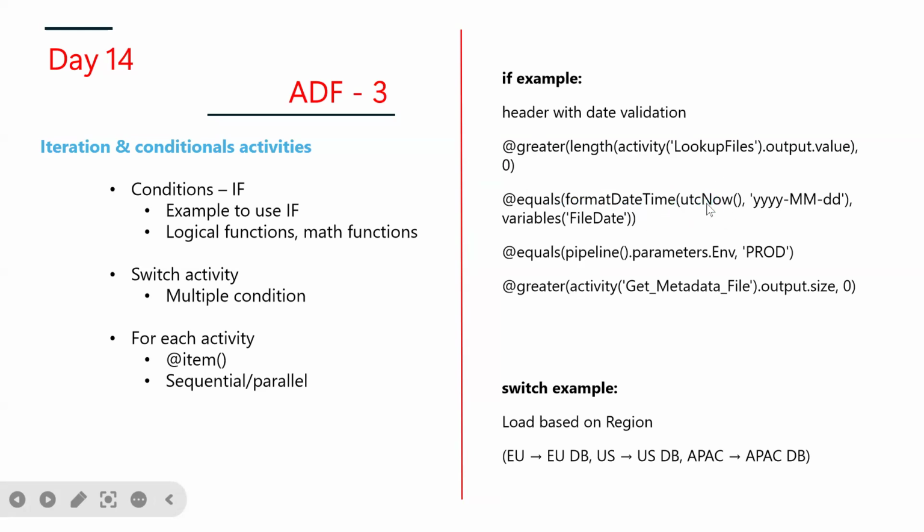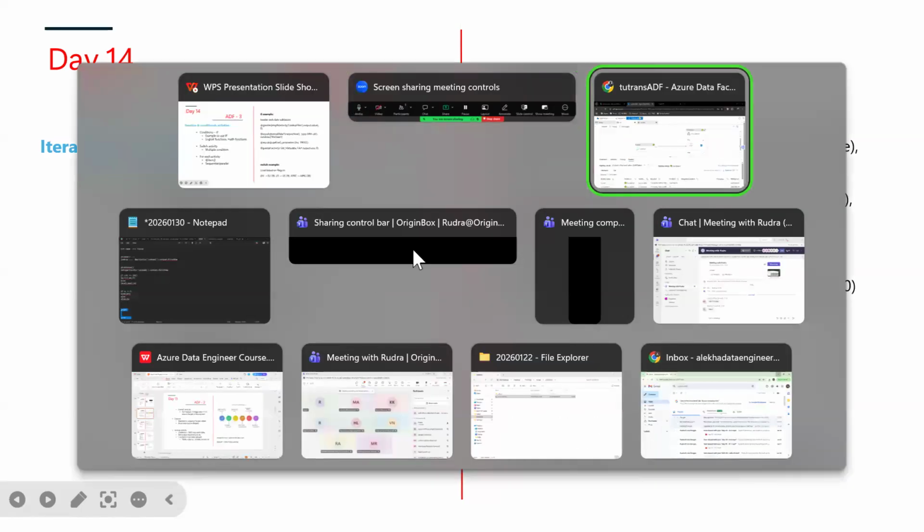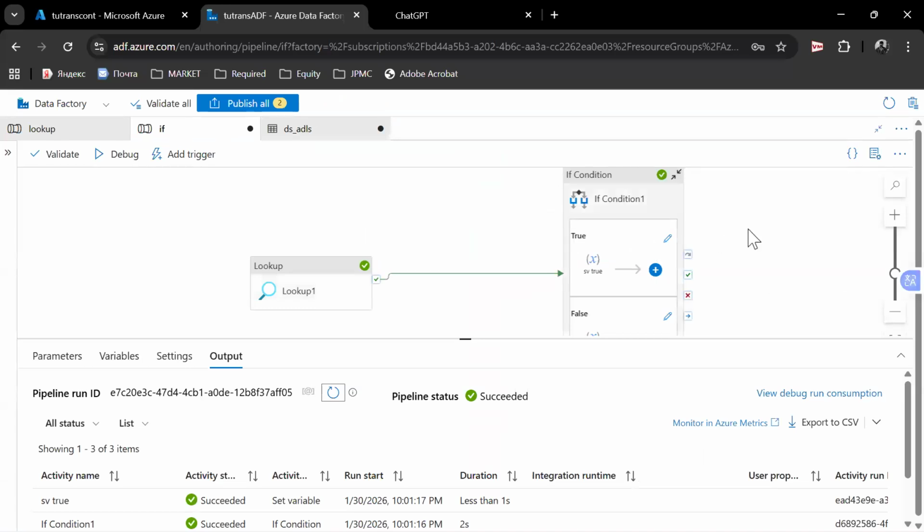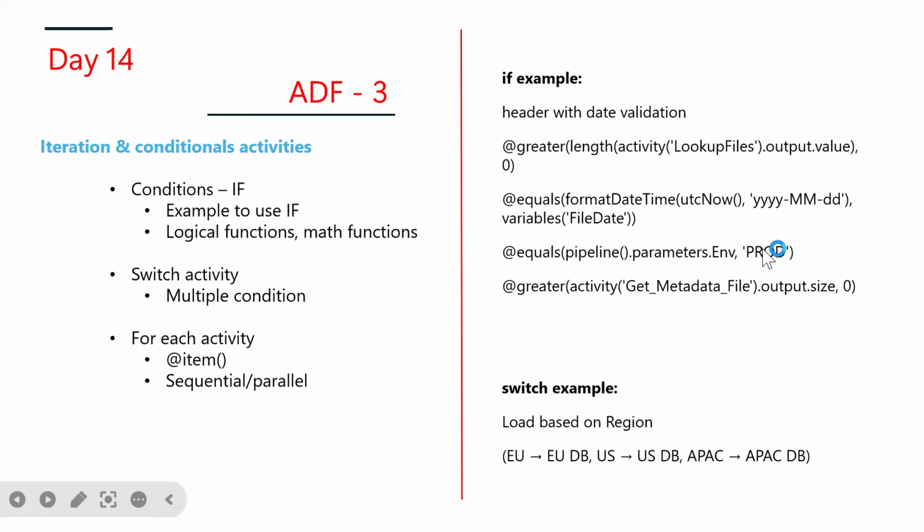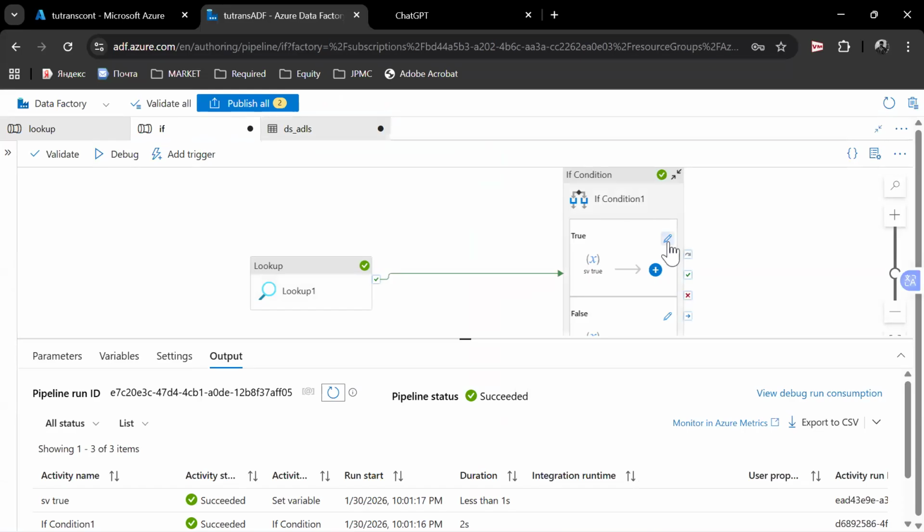If you want to compare the current date with some file date, you can do this. And suppose while executing, if the environment is production, I want to do some extra configuration settings and extra security, then you will be using this: environment is production or not. If environment is production, then I will do something here. If it is not, then I can go ahead and write some logic inside my false.